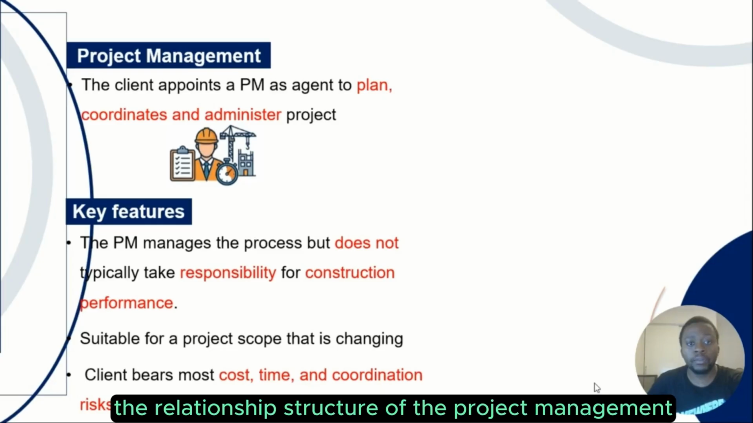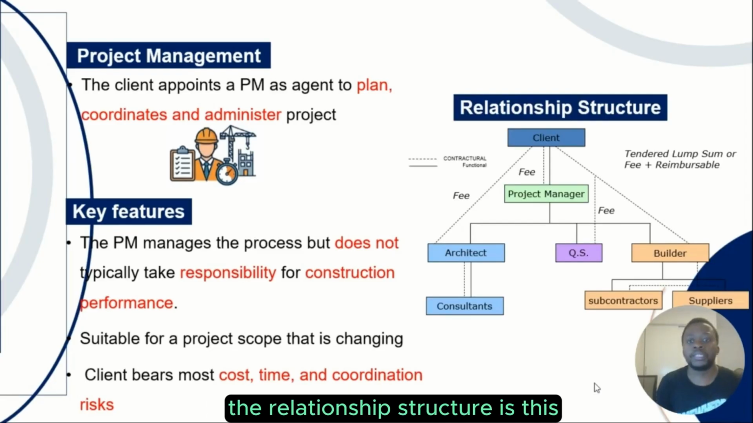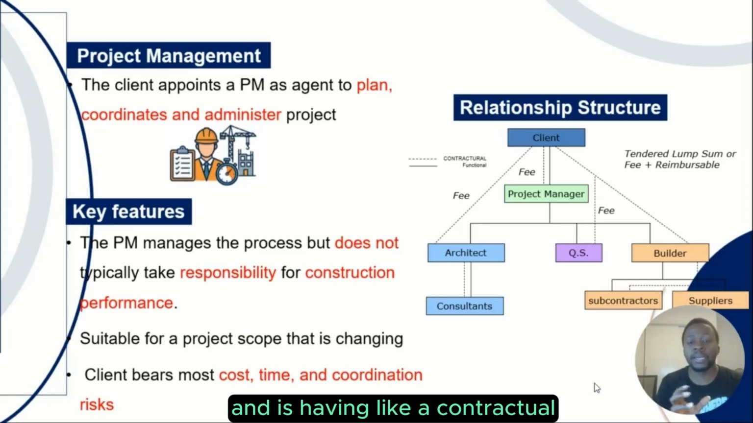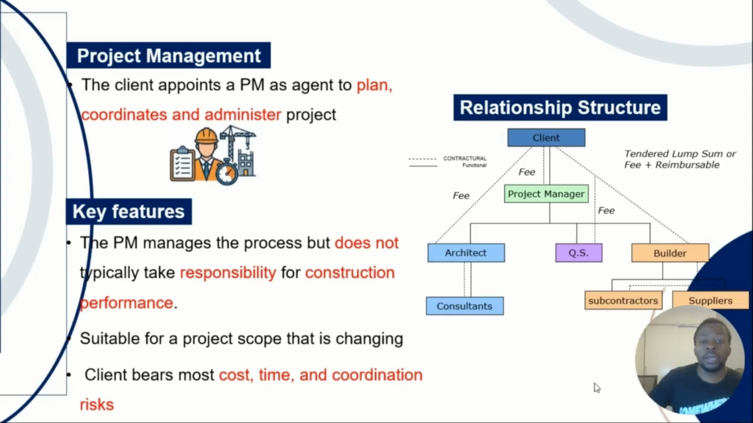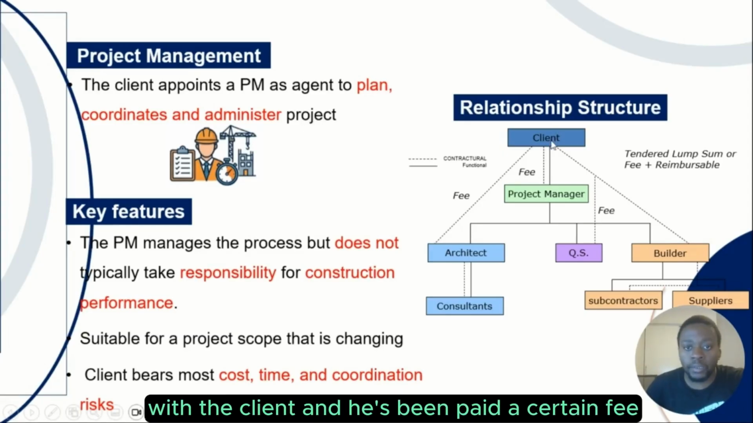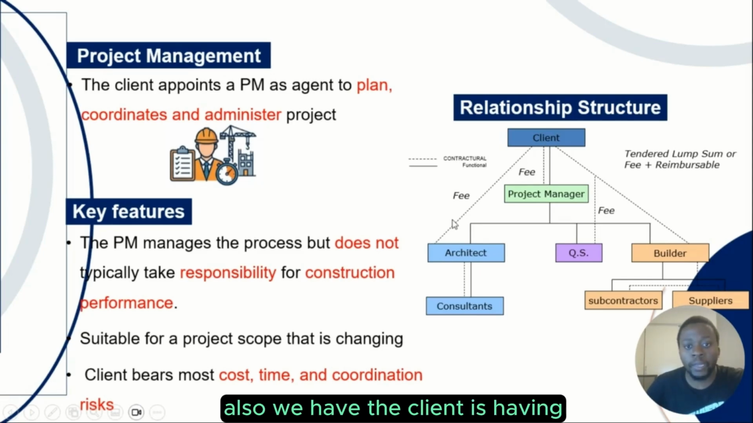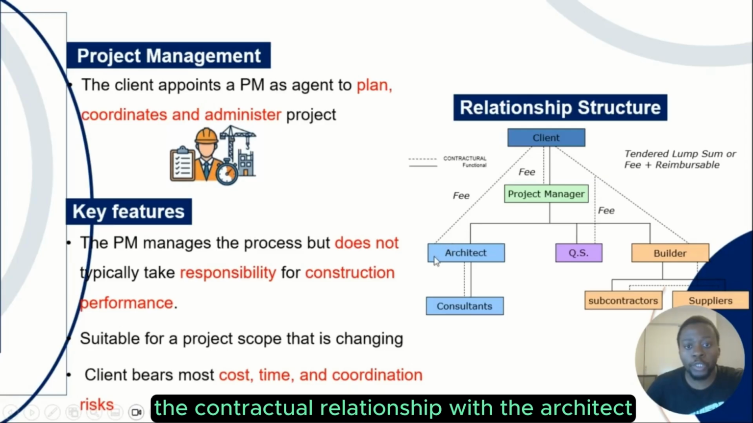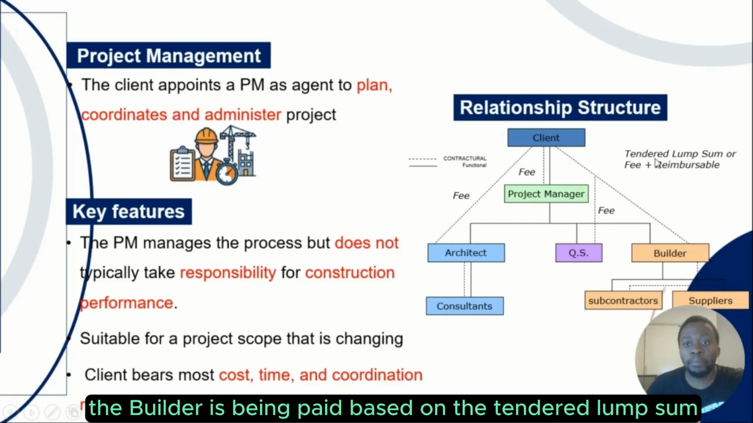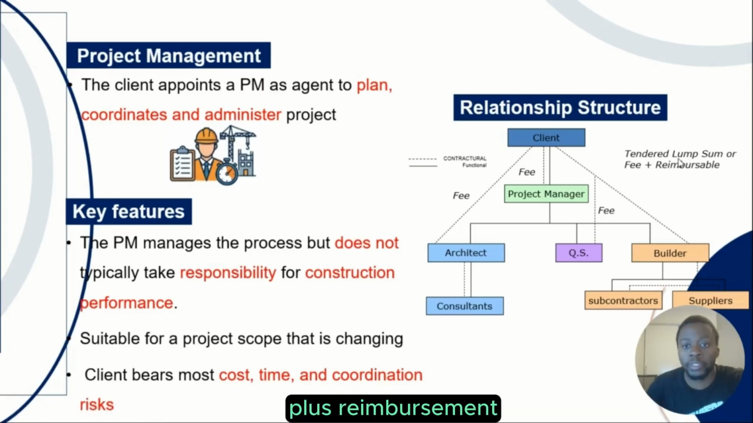Look at the relationship structure of the project management. It is this. You can see here the project manager is the one overseeing and having a contractual and also a functional relationship with the client, and is being paid a certain fee. Also, we have the client having the contractual relationship with the architect and also the builder, which is the main contractor, who is paid based on the tendered lump sum or a fee reimbursement.